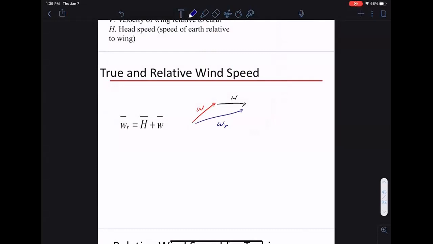When we look at this kind of addition, it's still important to remember this is a vector addition, so they both have a magnitude and a direction, and both of them create the relative speed. Again, this is the true wind speed. True wind should be called a velocity, but in the literature it's conventionally called a speed. This is the relative speed, and H is the head speed.